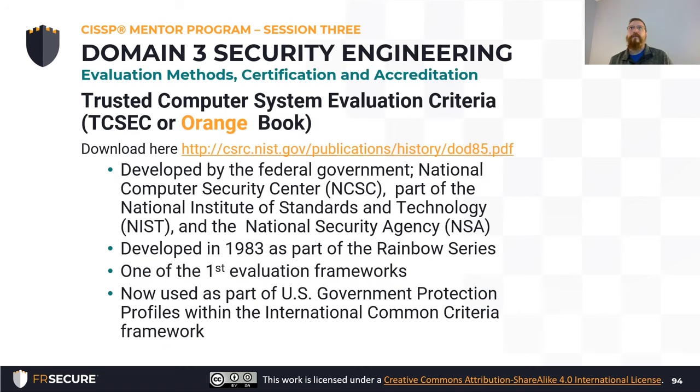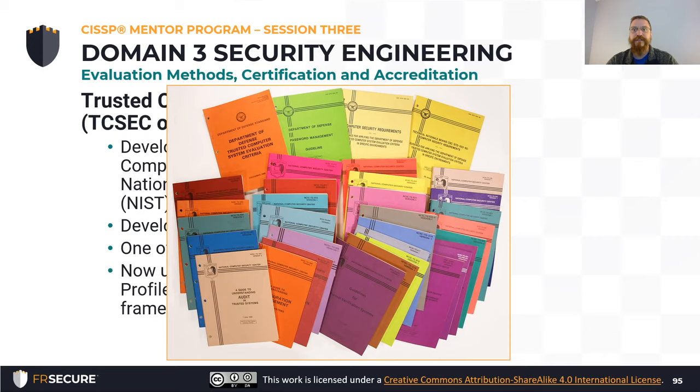Stay with us. It does get better. All right. TSEC, or TCSEC, Orange Book. So this is part of the Rainbow Series. You're going to see that here in a second. You will need to know 1983 Rainbow Series, first evaluation framework. You don't need to know what's in it, just that it's developed by the NCSC in 1983, an evaluation framework. There's the Rainbow Series.